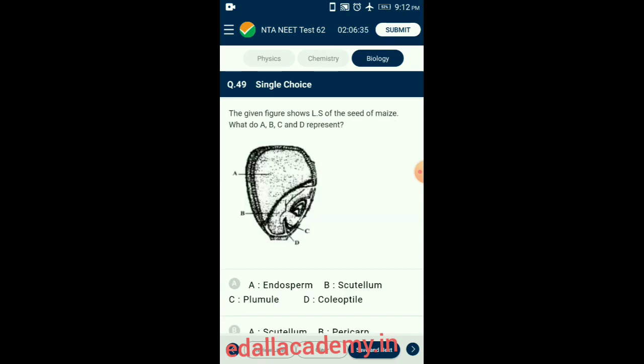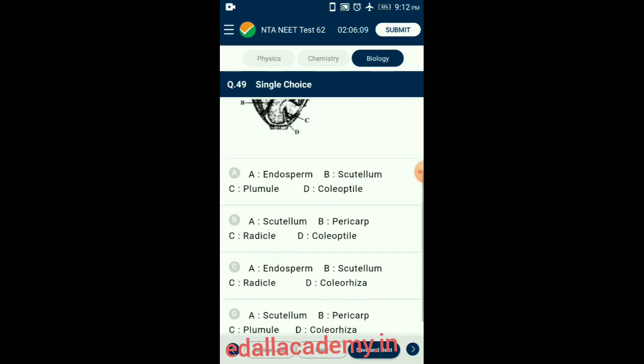Question number 49. The given figure shows LS of the seed of maize. What do A, B, C and D represent? From the diagrammatic representation, A represents endosperm, B represents scutellum, C represents radicle, D represents coleorhiza. So the correctly matching option is option C: A endosperm, B scutellum, C radicle, D coleorhiza.